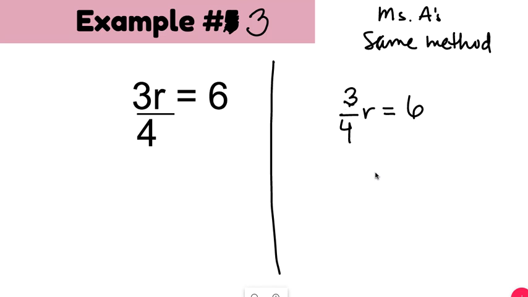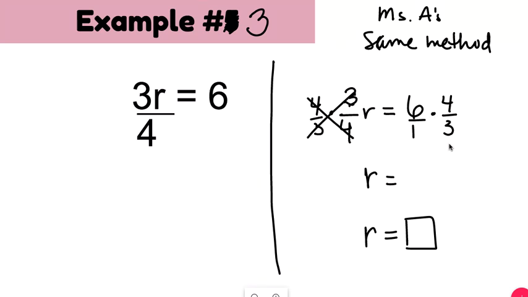Remember, step 1, simplify, don't have it. Step 2, think of the goal. My goal is to get r equals some number. So that means r has to stay, 3/4 has to go. Undo multiplication by multiplying by the reciprocal. Well, the reciprocal of 3/4 is 4/3. My 3's cancel, my 4's cancel, I'm left with r.